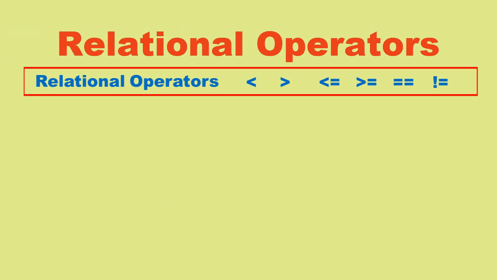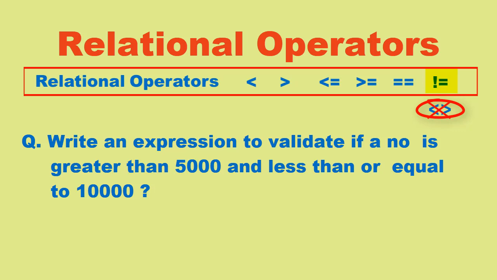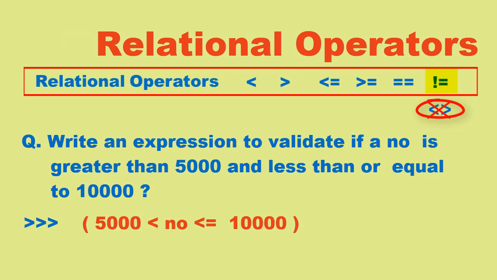So we have less than, equal to, not equal to, etc. Note that not equal to is written like this and not like this. You could be asked to write an expression to validate if a number is greater than 5000 and less than or equal to 10,000. Here you can write an expression like this.